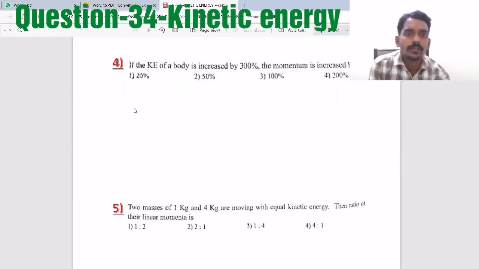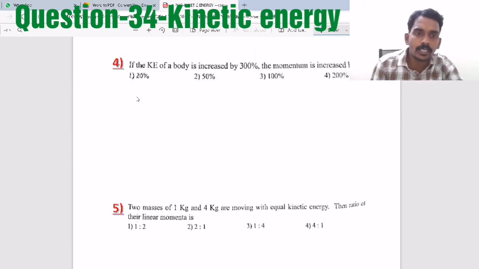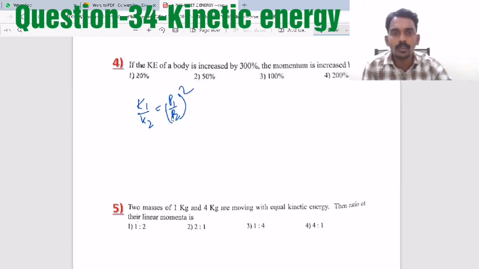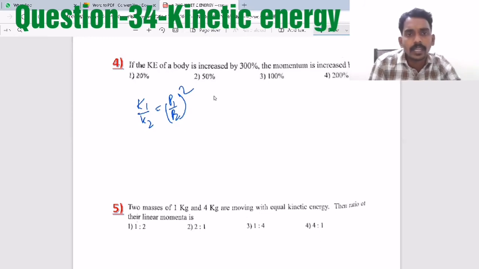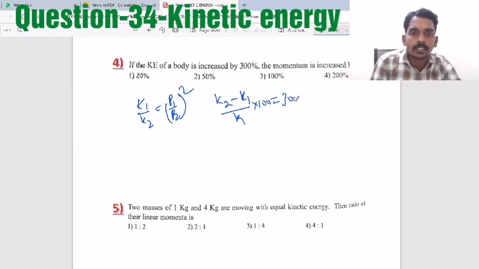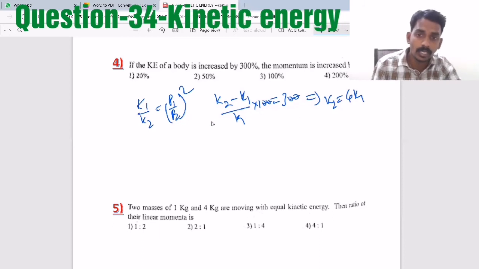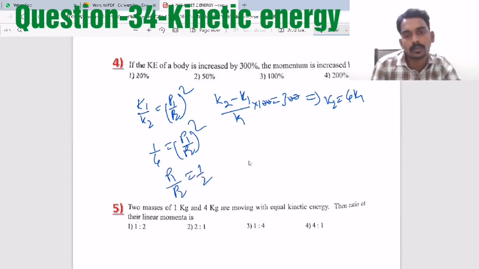Now, if the kinetic energy of a body is increased by 300%, the momentum is increased by. So as I said, you need to take K1 by K2 equal to P1 by P2 whole square. K1 P1 initial set, K2 P2 final set. And here kinetic energy percentage they have given means K2 minus K1 by K1 into 100, that is 300. Increased means plus, decreased means minus. Cancel. So K2 will become 4K1. So that K1 by K2 is 1 by 4 equal to P1 by P2 whole square. From here, P1 by P2 will become 1 by 2.